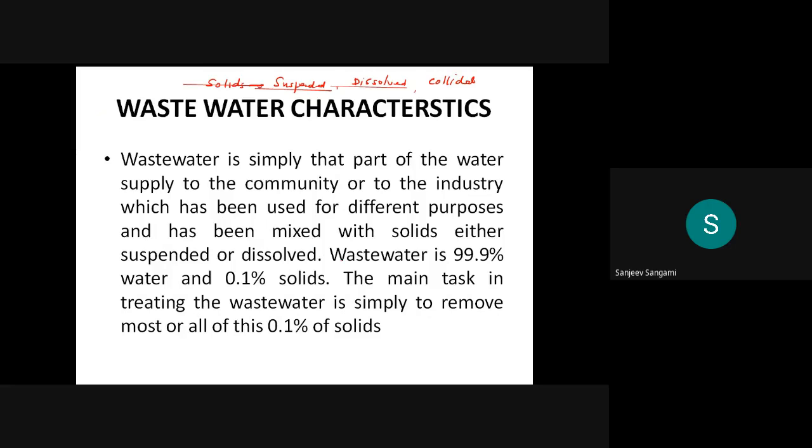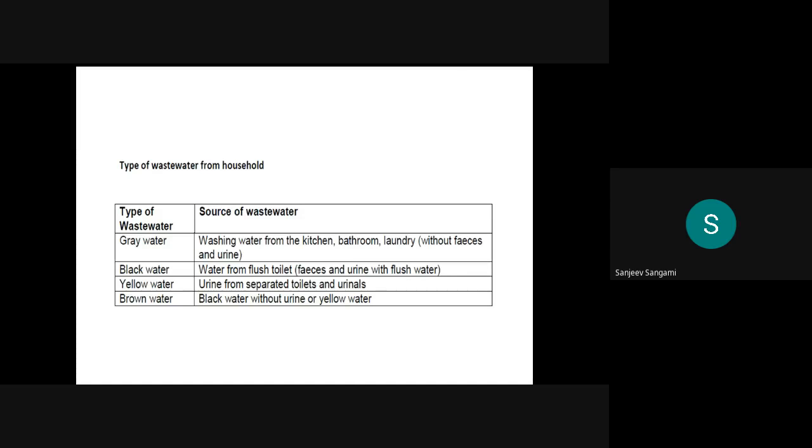Whatever the wastewater, it always consists of 99.9% water and 0.1% solids. The main task in treating wastewater is simply to remove most of this 0.1% of solids, whether they are suspended, dissolved, or colloidal.